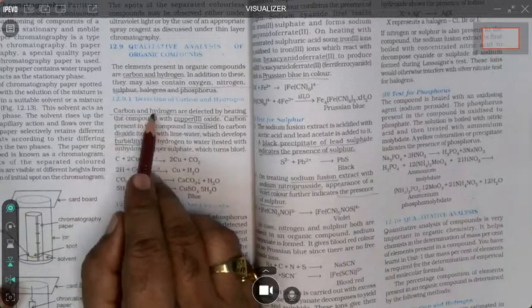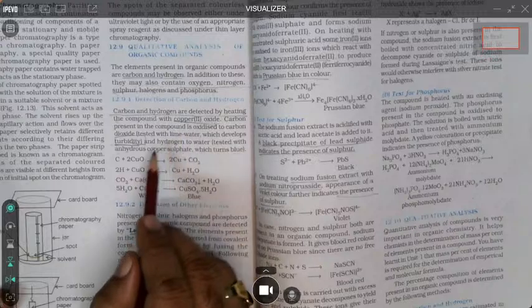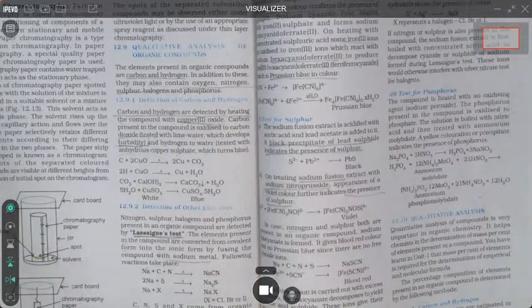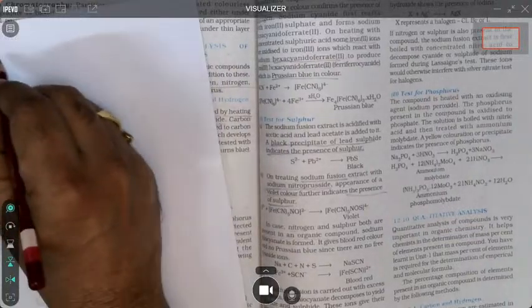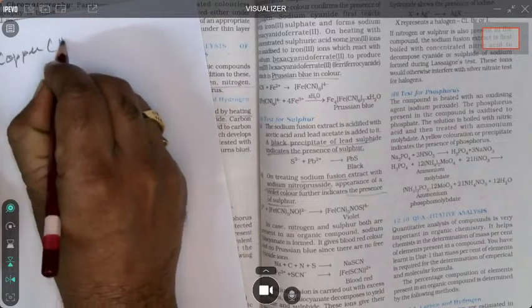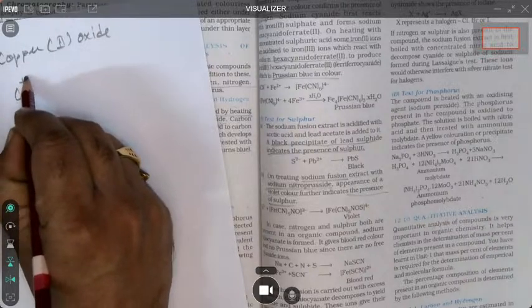Carbon and hydrogen are detected by heating the compound with copper 2 oxide. How to represent copper 2 oxide? You say copper 2, Roman numeral 2, oxide. So Cu with its oxidation state +2, then oxide O2 minus. So you can write the molecular formula as CuO. Right. So this is copper 2 oxide.